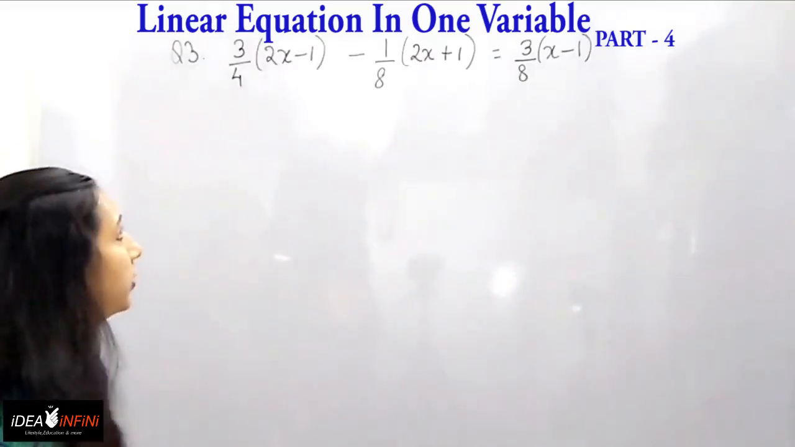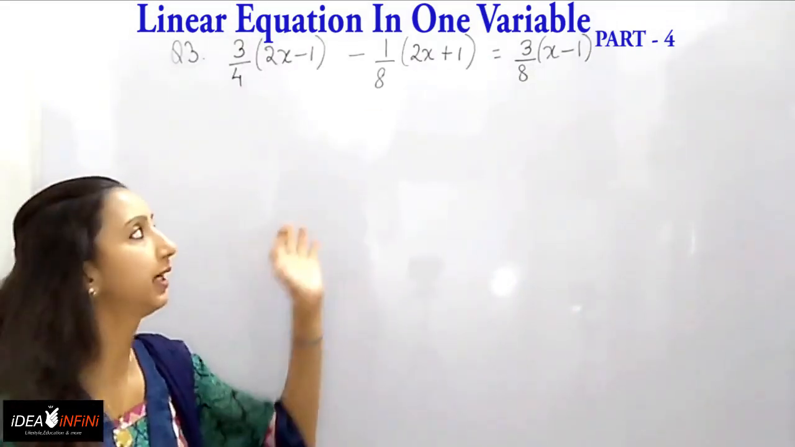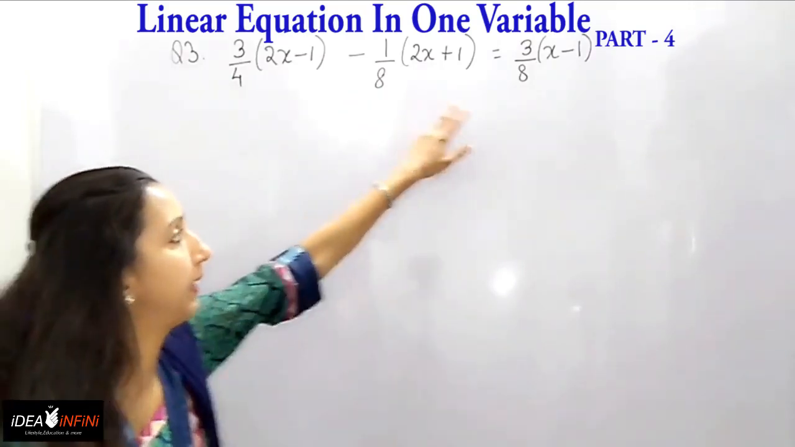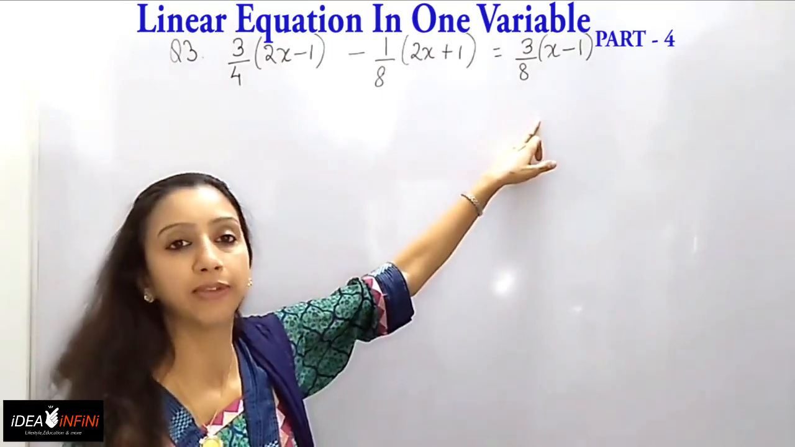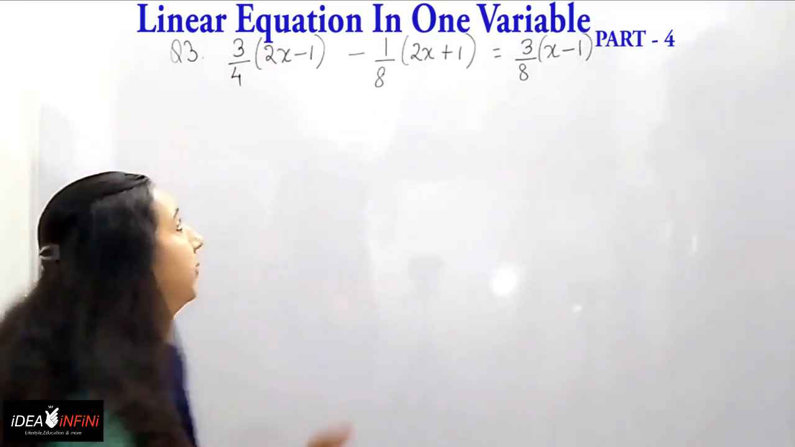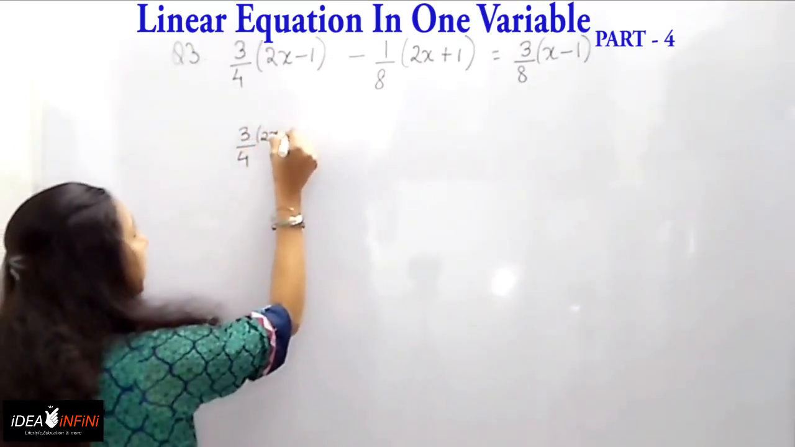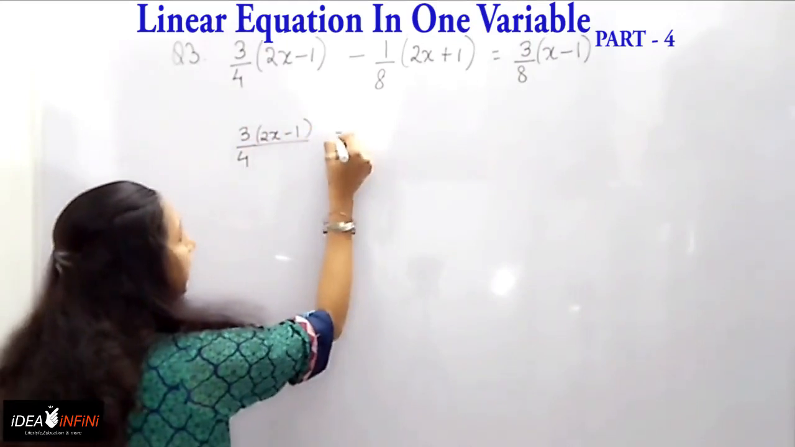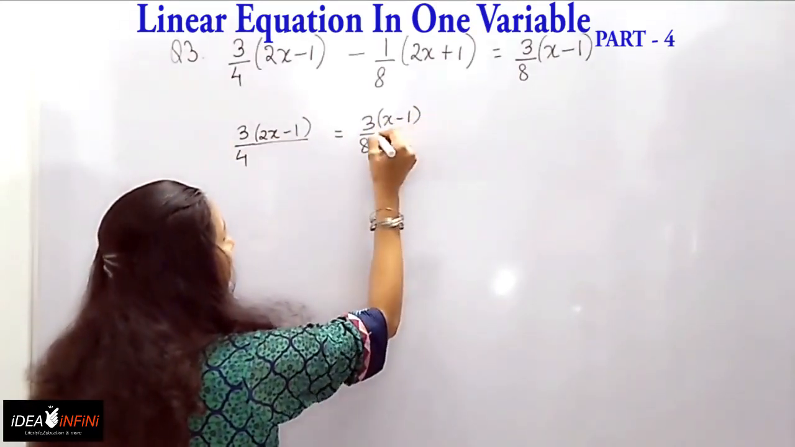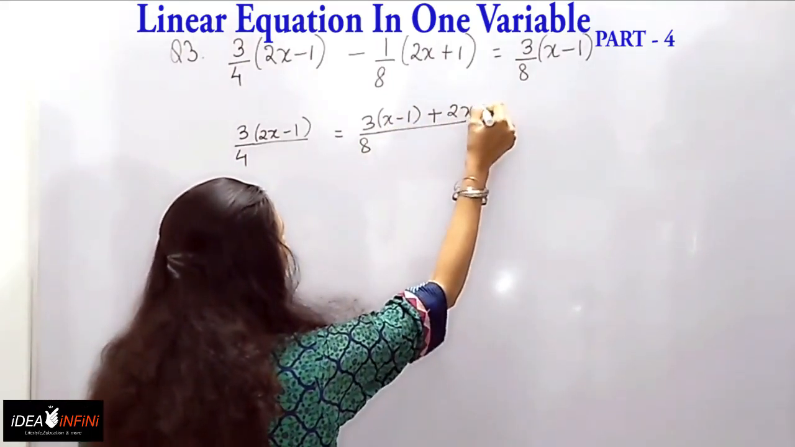Here in this question, I have too many brackets to open. So it's better that I open the brackets and then attempt, or even I can combine these two terms because they have the same denominator. So let's try by combining the denominators here. 3/4, 2x - 1 will remain here, and here I am doing 3/8 into x - 1 plus directly 2x + 1.